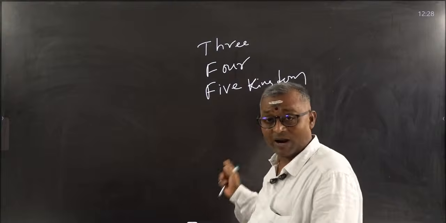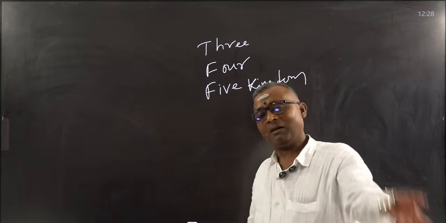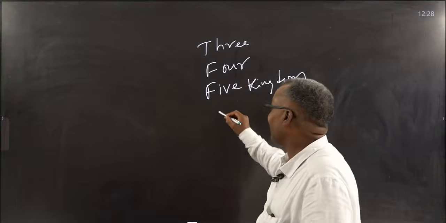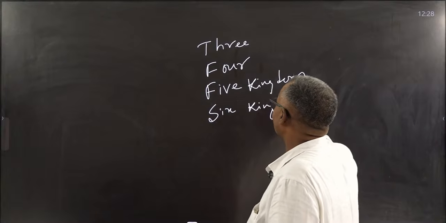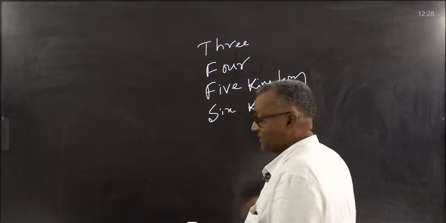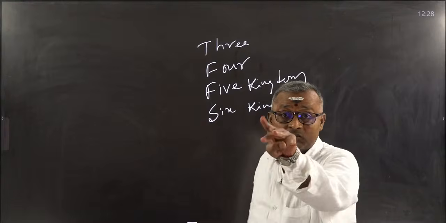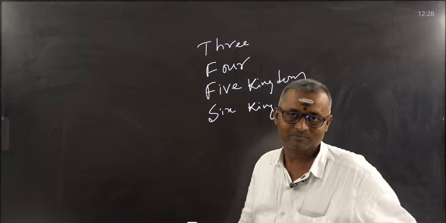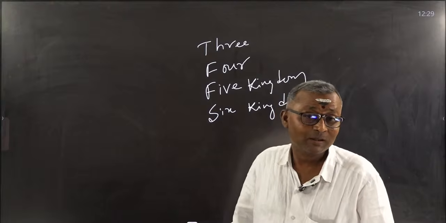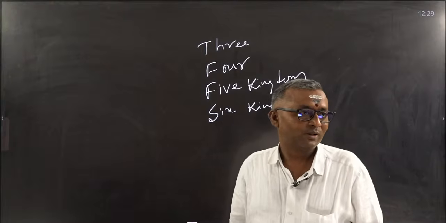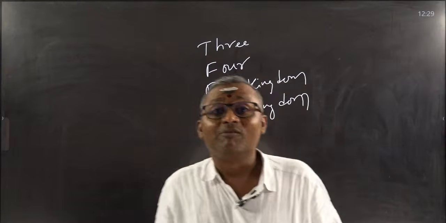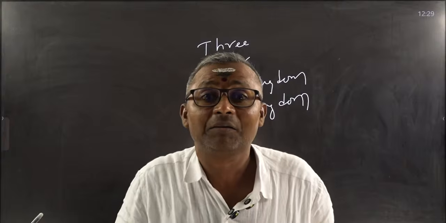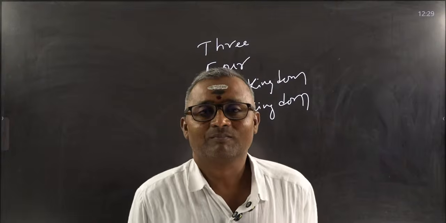Understood? This five kingdom system was again replaced by the six kingdom system. The six kingdom system is also called the three domain system. What is it? Three domain system. And after the six kingdom system, recently we also have an eight kingdom system of classification.